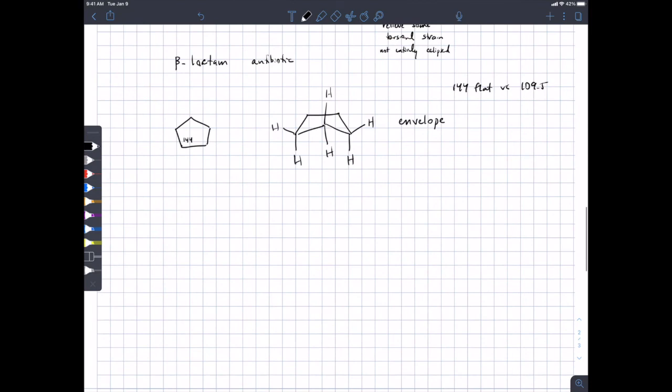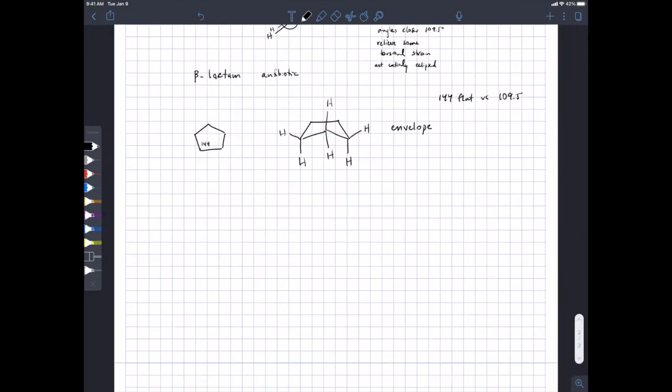Okay. So lastly, let's talk about hexagons. Internal angle wants to be 120 versus 109.5. And the 6-membered ring is magical because by puckering, it can adopt a conformation that has no angle strain and no torsional strain.